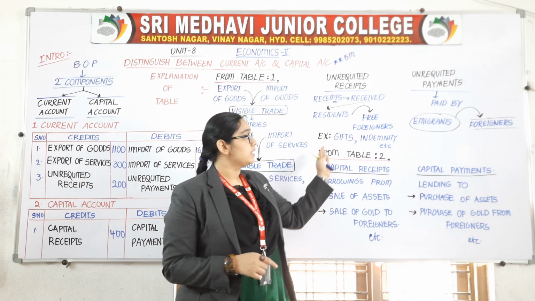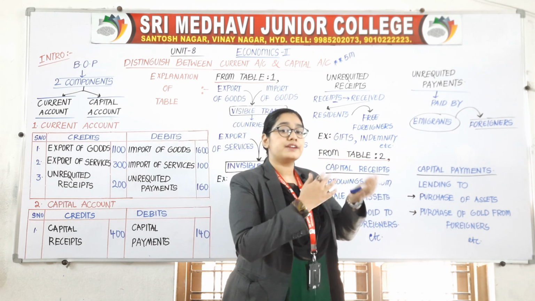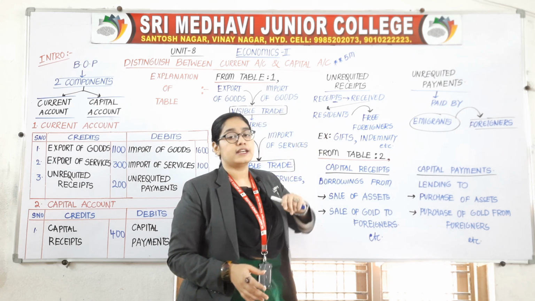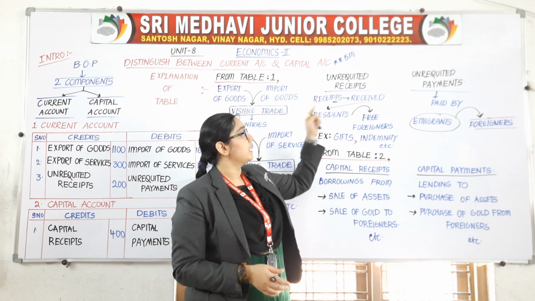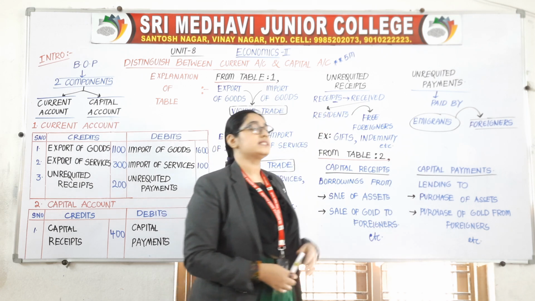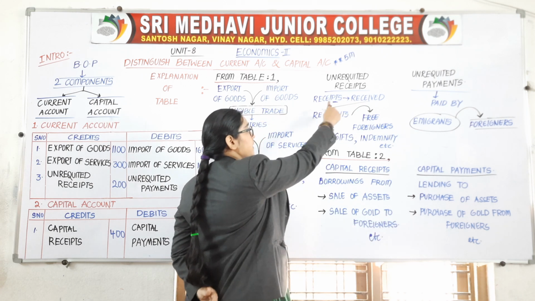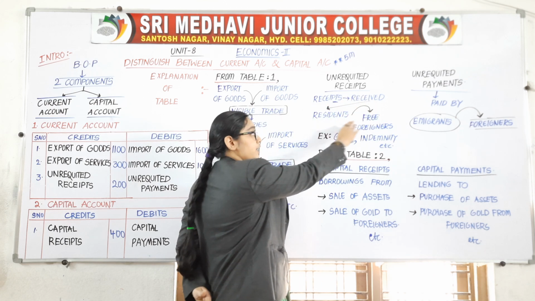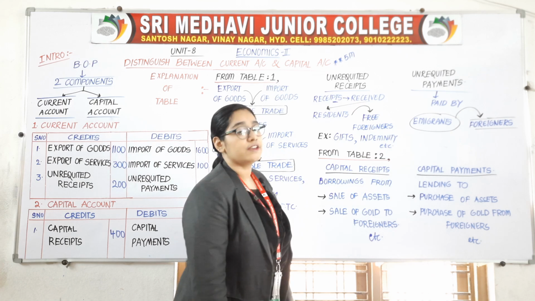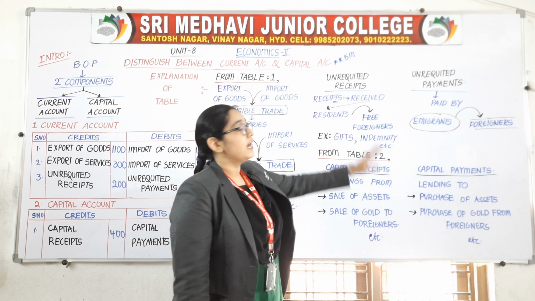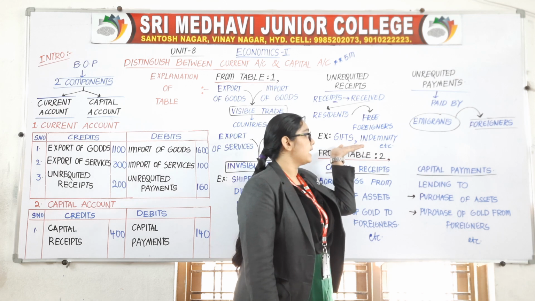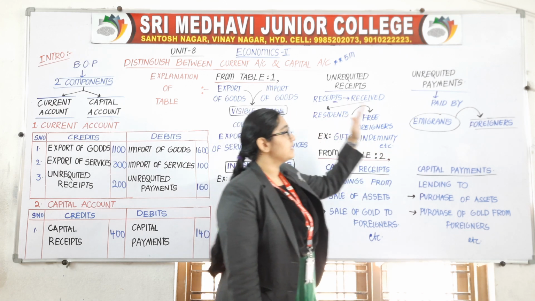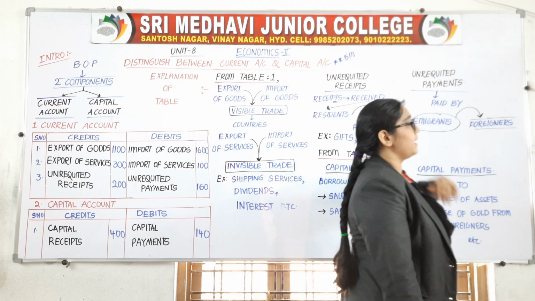So here in both the cases we are receiving free of cost from the foreigners, that is nothing but unrequited receipts. Once again, let us recall it. Receipts which are received by residents free of cost from the foreigners are known as unrequited receipts. Example, gifts, indemnity, etc. Come to that side, unrequited payments.